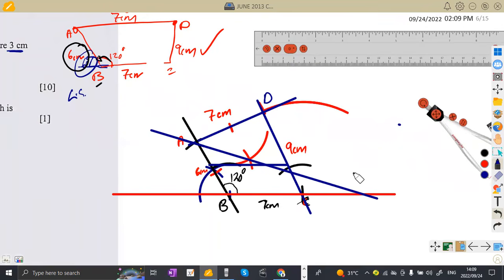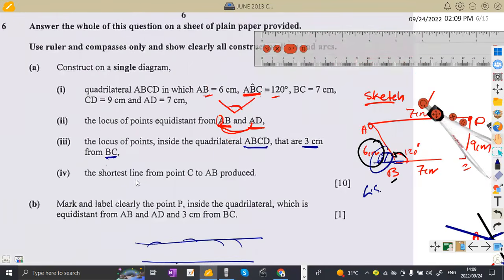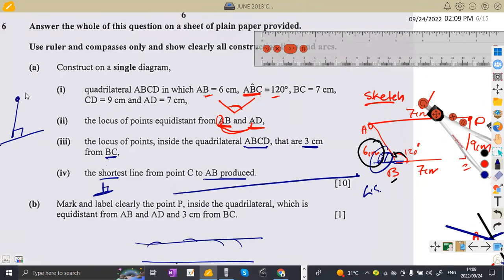All right, let's get back to the other part of the question. Let's see what we are given. Now we are given to construct the shortest line from C to AB. Take note, to AB produced. What does it mean when they say AB produced? AB extended. You can extend that line AB. Remember, how do you construct shortest distance? They are simply saying construct the perpendicular from a point, because for a line drawn from a point to a line, the shortest distance is at 90 degrees. So we're simply constructing the perpendicular from point C to line AB.